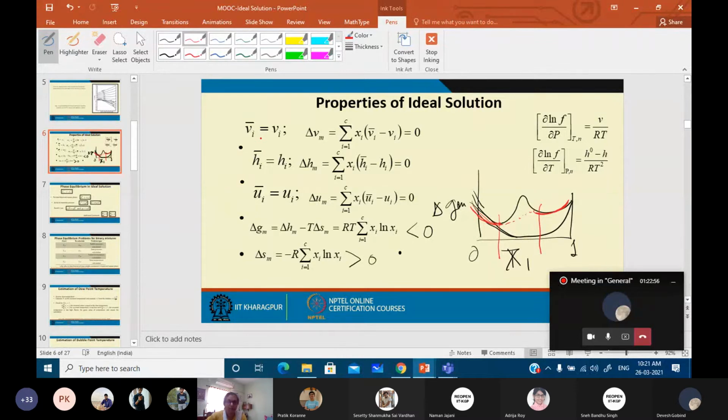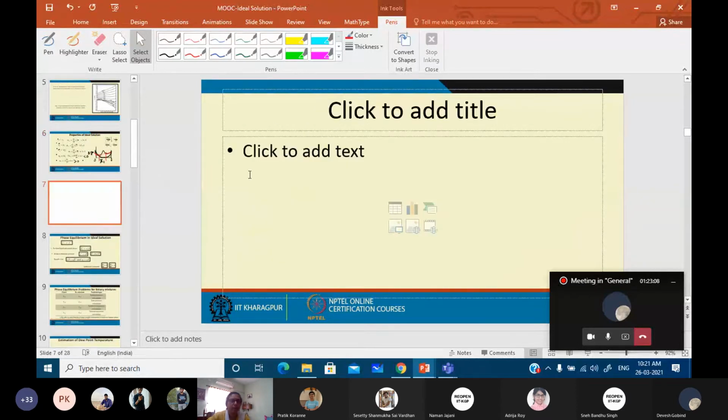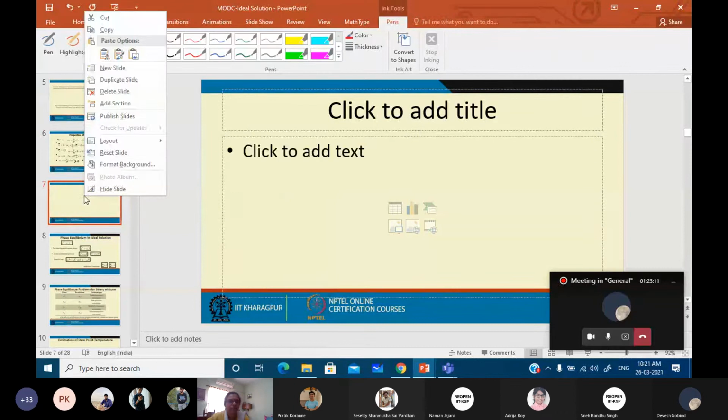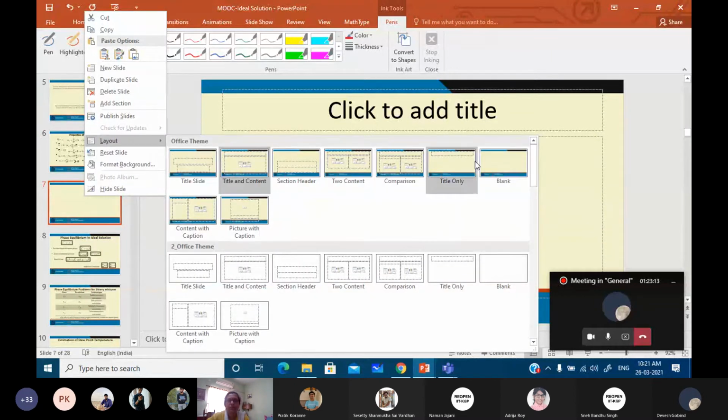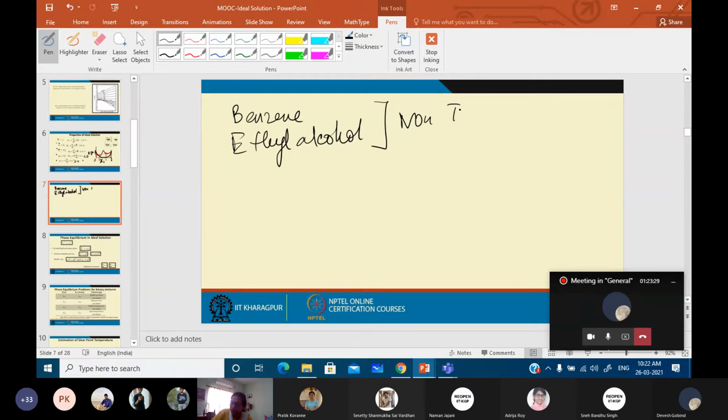But here I would like to provide a caution to you. You will find that there are components, say for example, I'll just create another slide. There are components, say for example, benzene and ethyl alcohol. If you take up these two, they form a completely non-ideal solution, right?